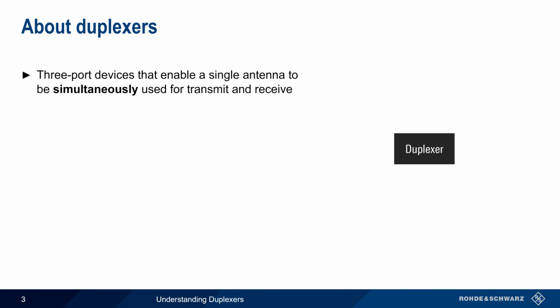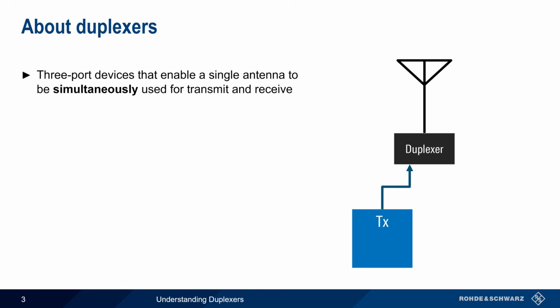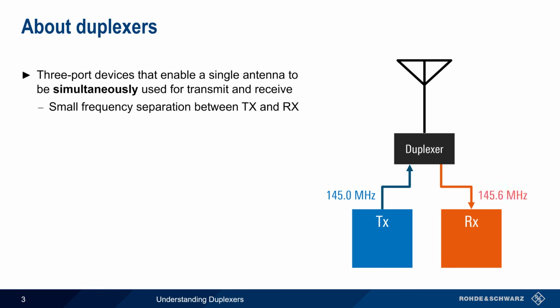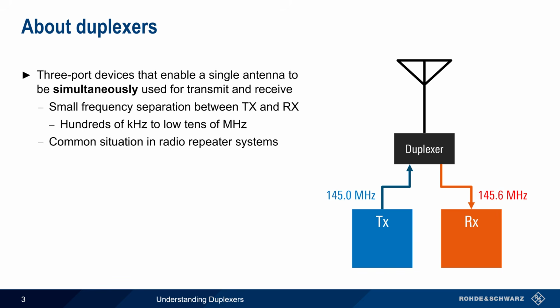Duplexers are 3-port RF devices that enable a single antenna to be used simultaneously for transmitting and receiving. Duplexers are used when the frequency separation between transmit and receive is small, typically on the order of hundreds of kilohertz to low tens of megahertz, and this is a common situation in radio repeater systems. Note that the two user ports of a duplexer are often designated as high and low, but it's possible for the offset between transmit and receive to be either positive or negative.